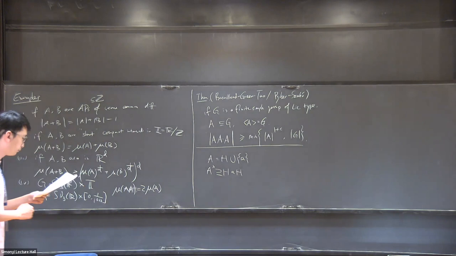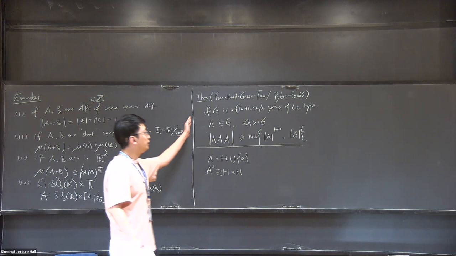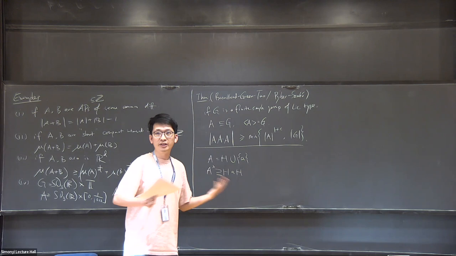So I want to give you some intuition. Here you can see that in general, if G is not very abelian, A times A, or A times A times A, usually we don't really distinguish these two, will be large.